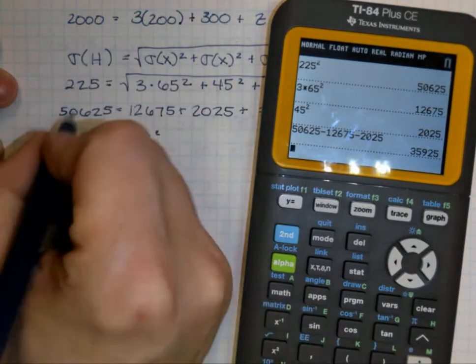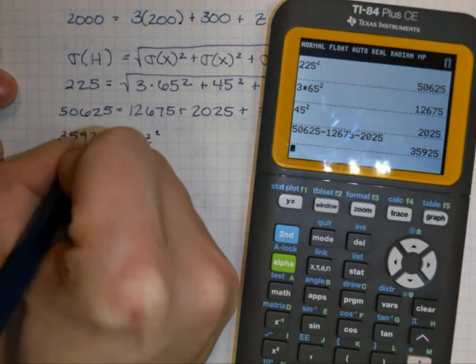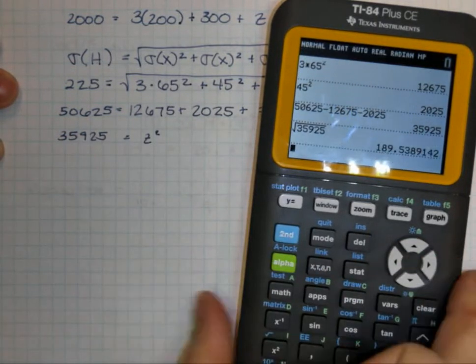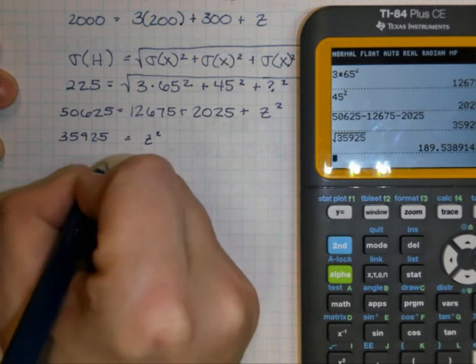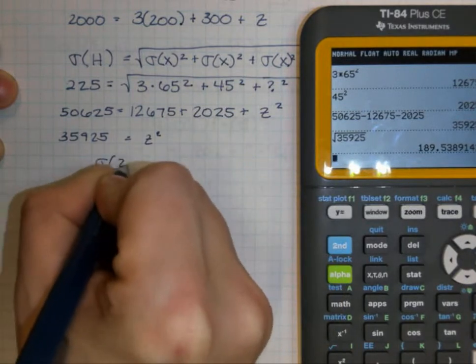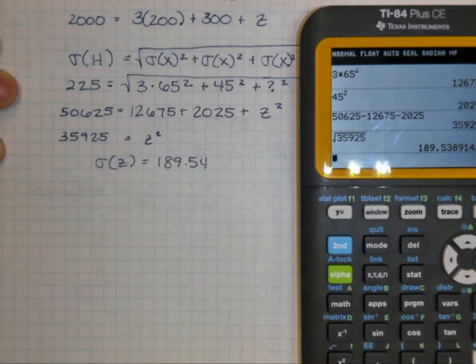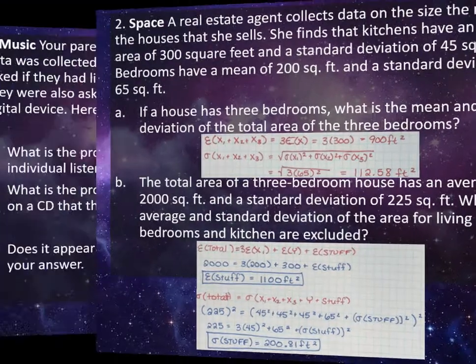For a minute. So we're at 35925. And the square root of that puppy is not as cool as my puppy. So the standard deviation of that is 189.5. Not what I wrote. Oh, because I did the wrong numbers. Yeah. Okay.